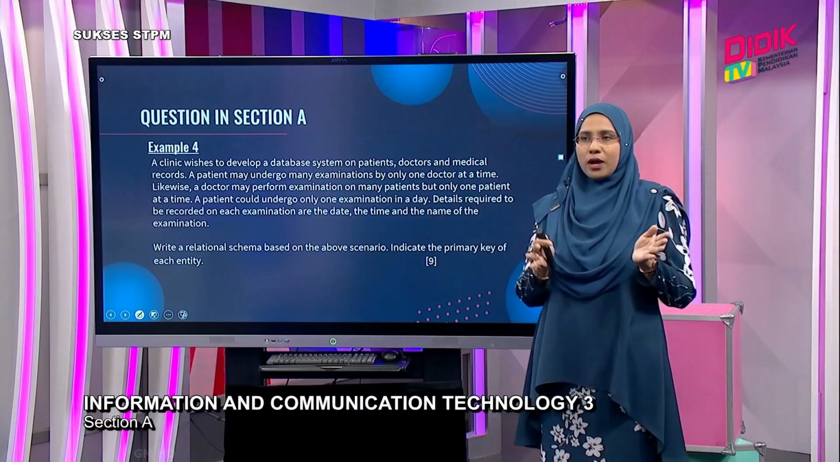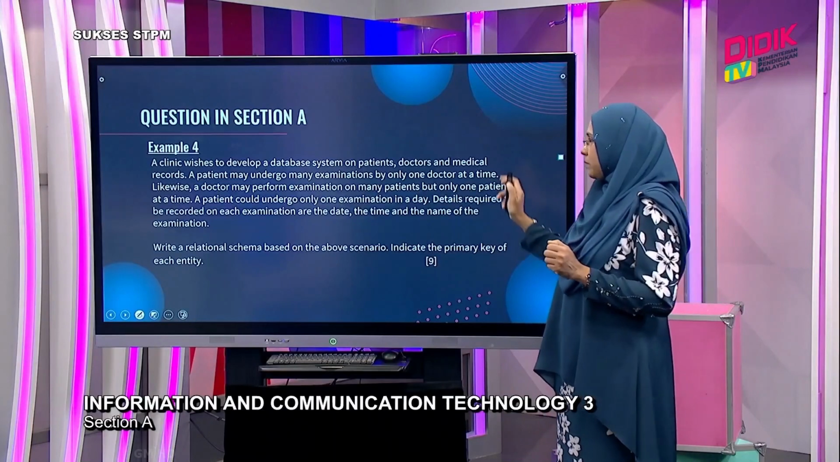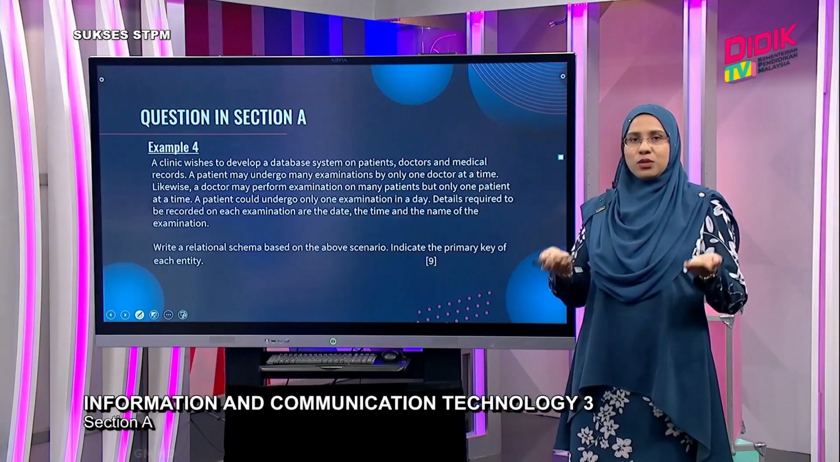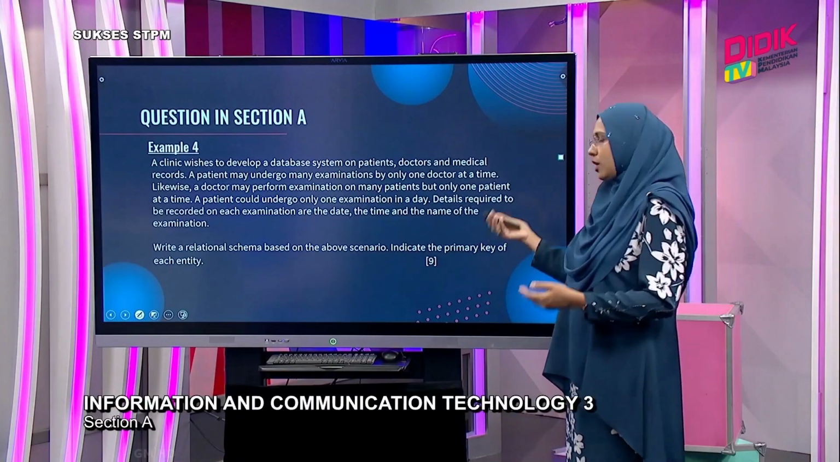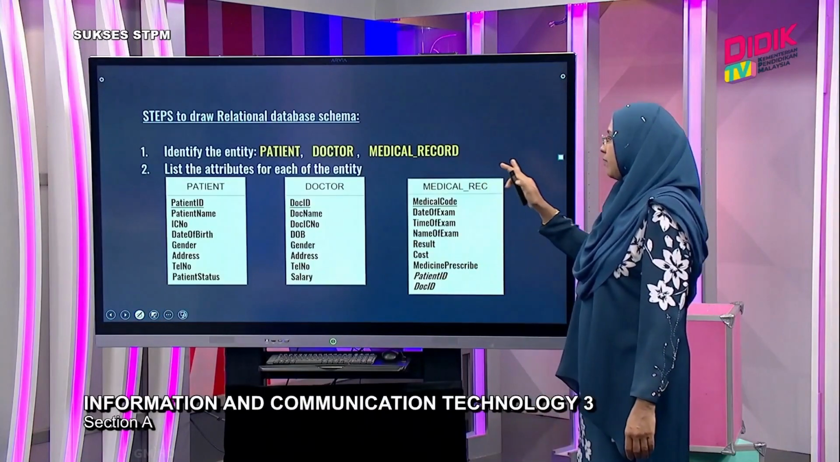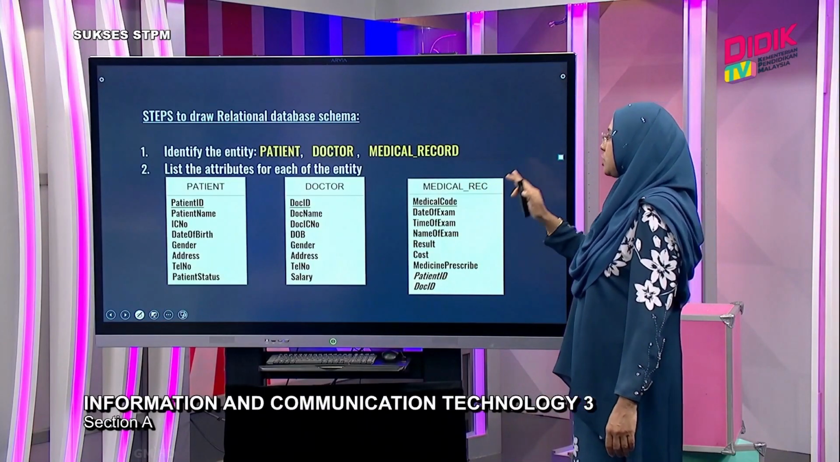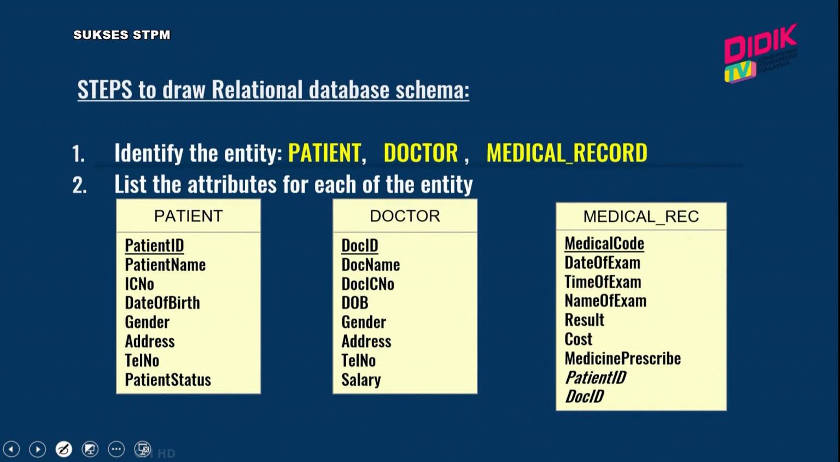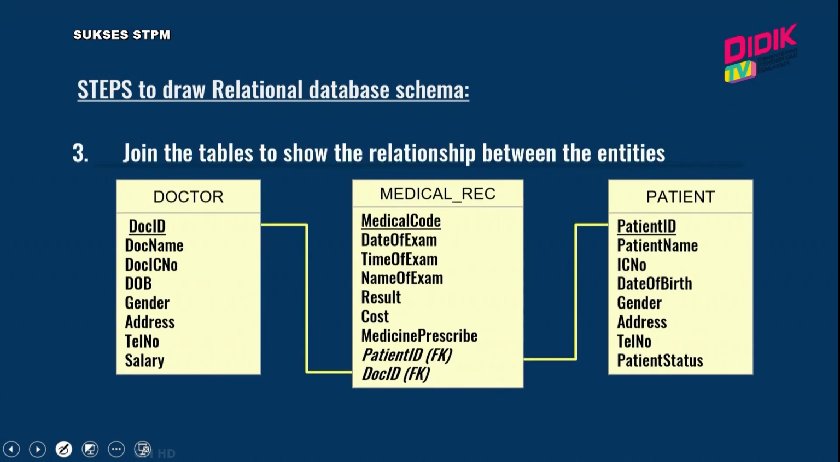So before you write, you look at the question first. Sometimes same scenario, different question. So now the question asking for relational schema. If you do not know what is relational schema, then you cannot answer this. First identify the entity. So in this question, they say patient, doctor, and medical report are the entity. Then you list out all the attributes. So at least 3 to 4 attributes for each entity. Then you link the primary key with the foreign key. And then you have already connected all the 3 relation here.